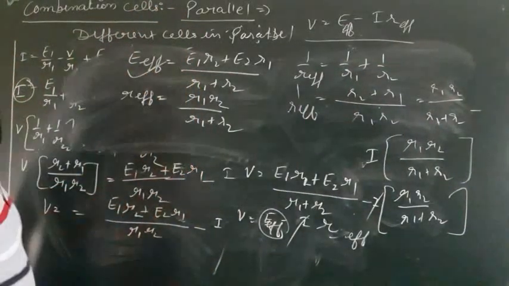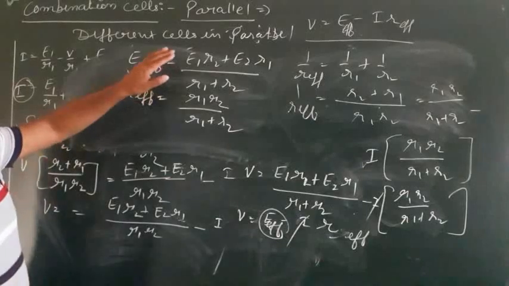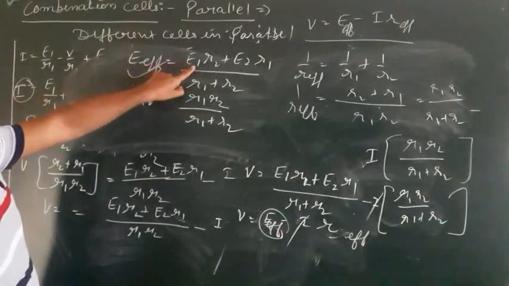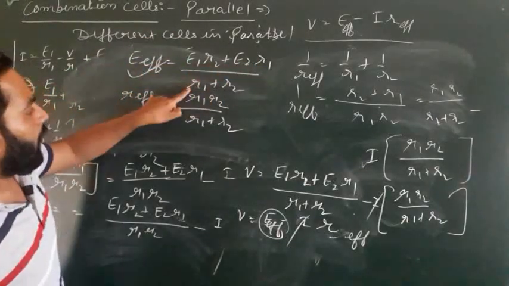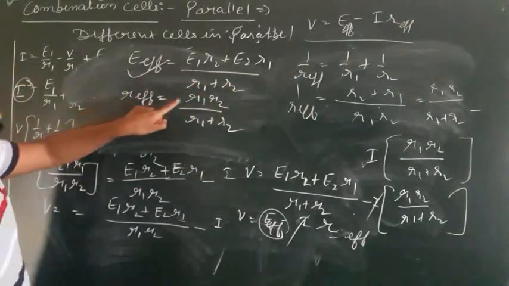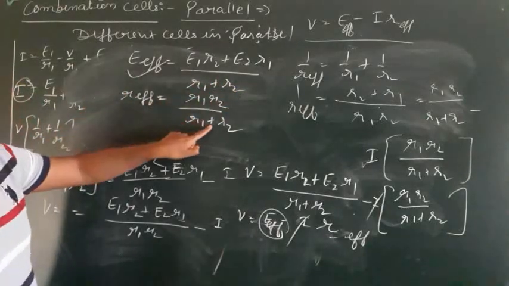When various cells of different EMF are connected in parallel with each other, the net EMF is (E1 R2 plus E2 R1) divided by (R1 plus R2), and their effective resistance comes out to be R1 R2 divided by R1 plus R2.